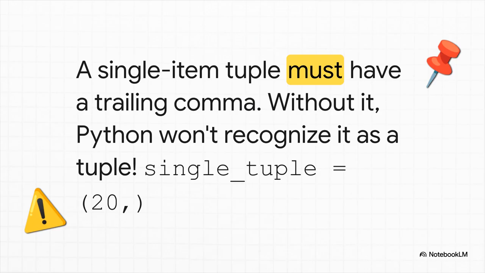Now, here's a quirky little rule you just have to remember. If you're creating a tuple that only has one item in it, you must add a comma at the end. Why? Well, without it, Python just looks at 20 and thinks, oh, that's just the number 20 with some unnecessary parentheses. That tiny comma is what tells Python, hey, this is a tuple. It's a small detail, but believe me, it's a critical one.